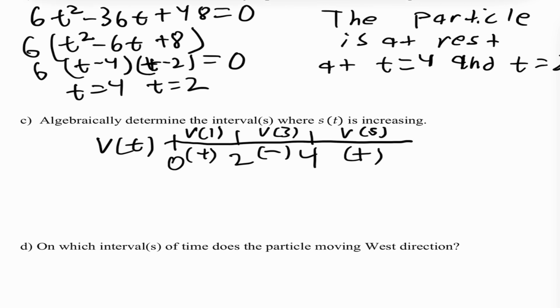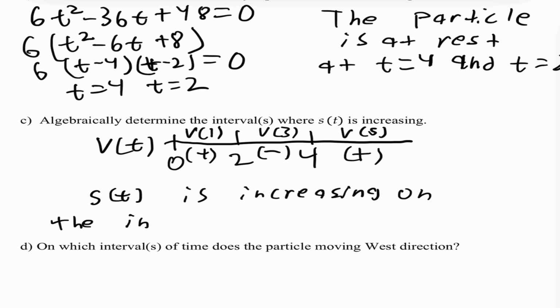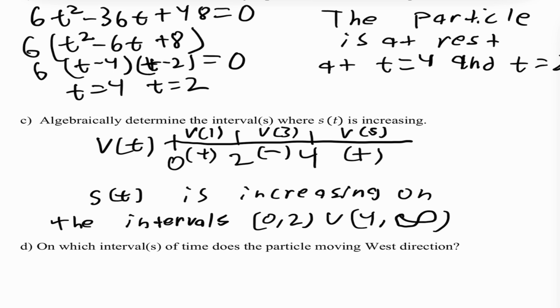So because of that, we know that s of t is increasing on the intervals 0 to 2 and 4 to infinity. And we know this because of these two positive values.